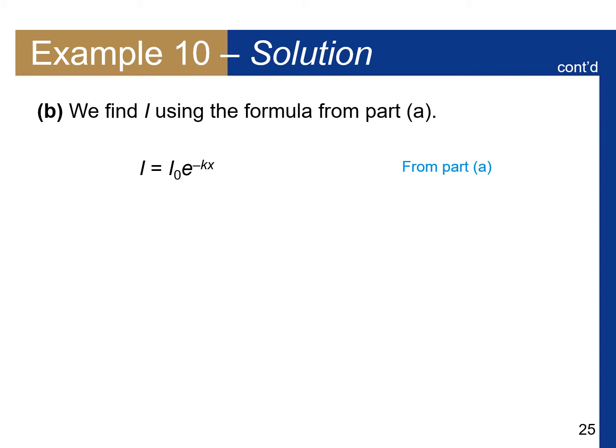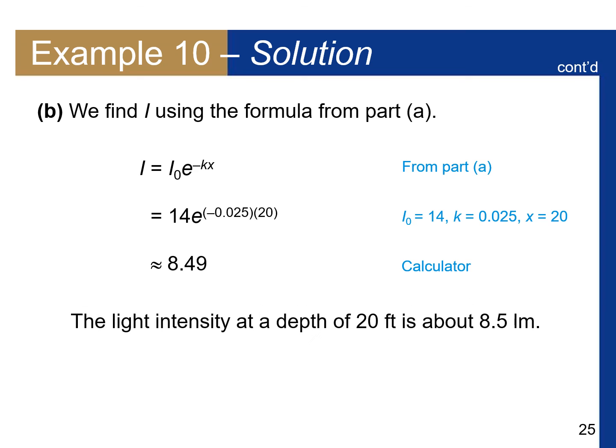So to find I using the formula from part A, we know we have 14 for the initial, 0.025, and then 20. And we're going to put it in our calculator and get 8.49. The light intensity at a depth of 20 feet is about 8.5 lumens.